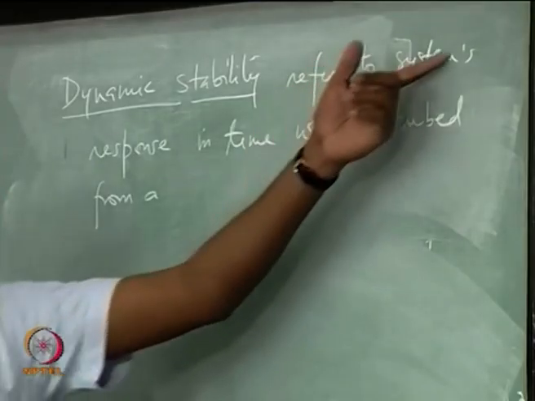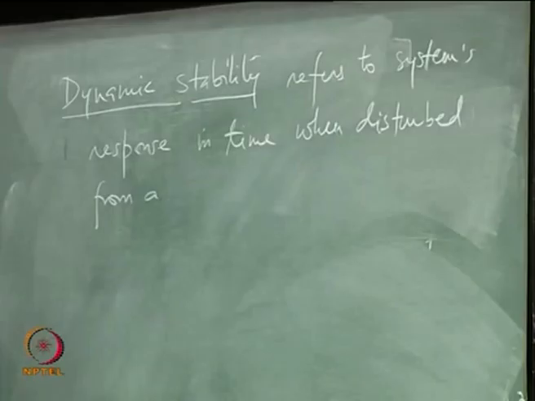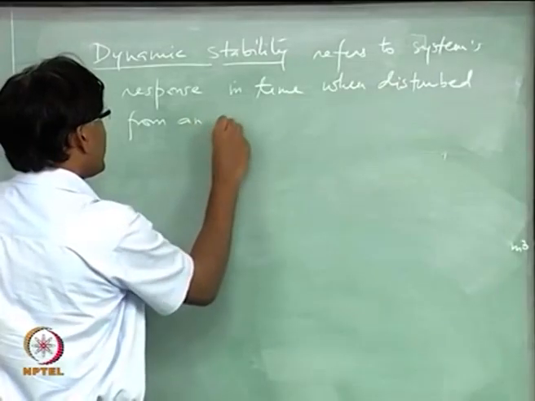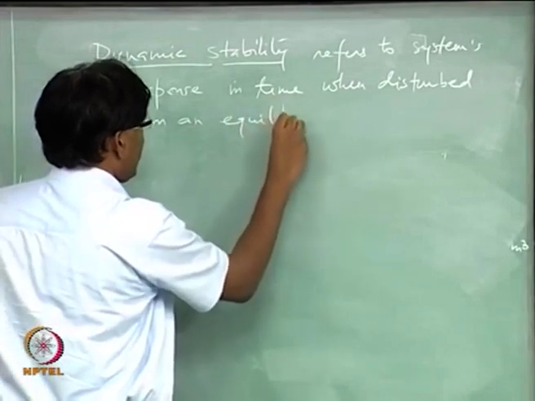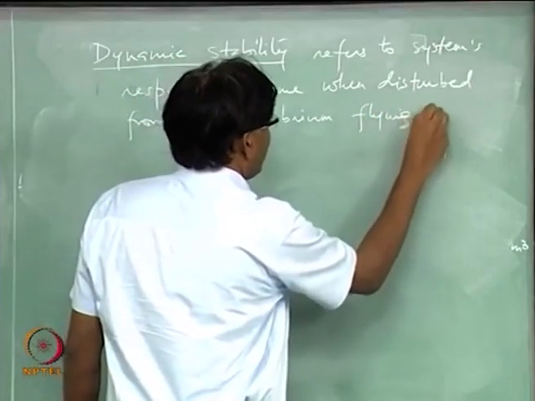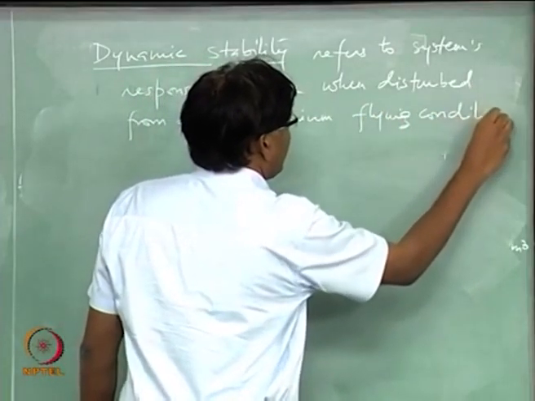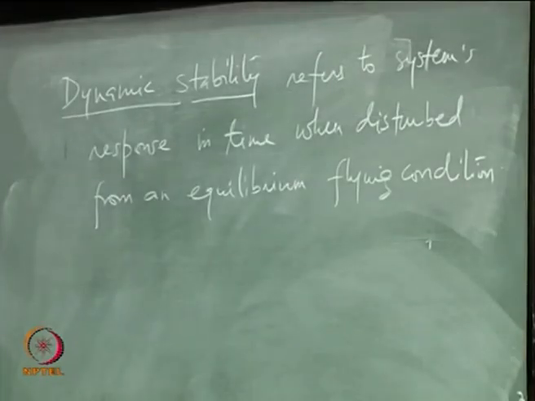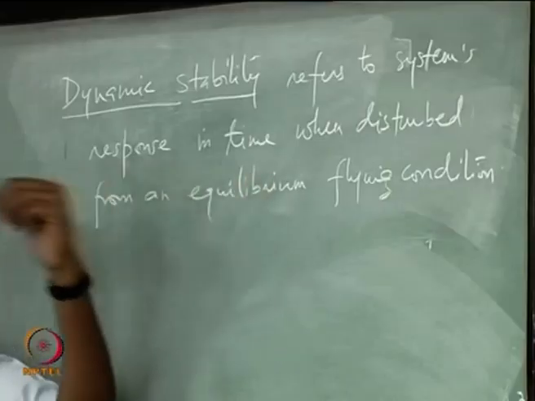So, our system here is aircraft, okay. Response in time when disturbed from an equilibrium flying condition, and that flying condition itself has to be stable to fly with, no, isn't it? Otherwise you can't fly it. So we are looking at stability from an equilibrium flying condition, right.